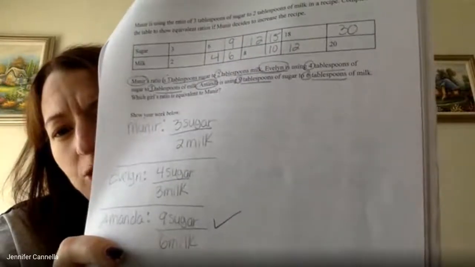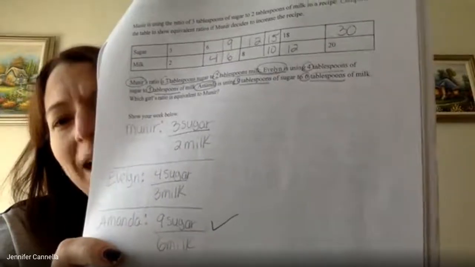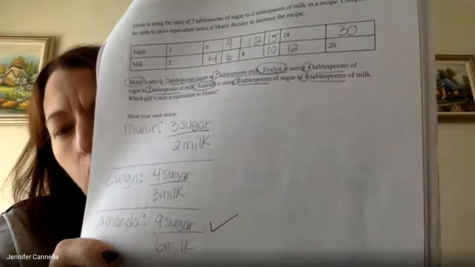All I just took is exactly what the word problem said, and I just wrote what each person had. That way it made it more visual for me to see who matches Munir's problem. All I was doing was finding a ratio that was on Munir's table, and that was the student that was equivalent. That's all I did. Make sense? Okay. Are we good?